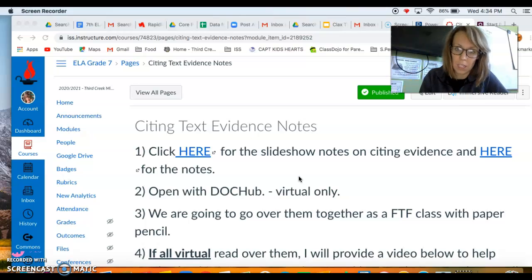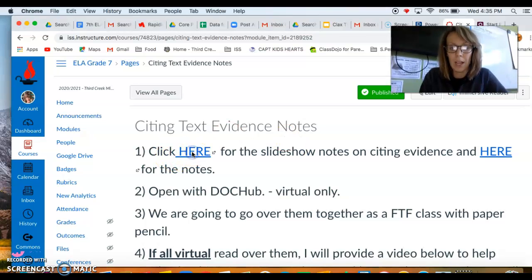We've already done this. However, we're backtracking just to make sure that we all clearly understand what is expected when I ask you to cite evidence, and furthermore, when someone asks you in a paper to support your answer and cite evidence, you have a clear picture and a clear understanding of what you're doing.